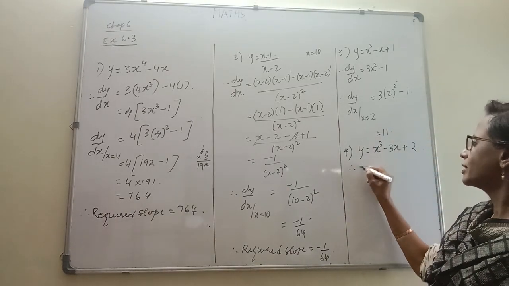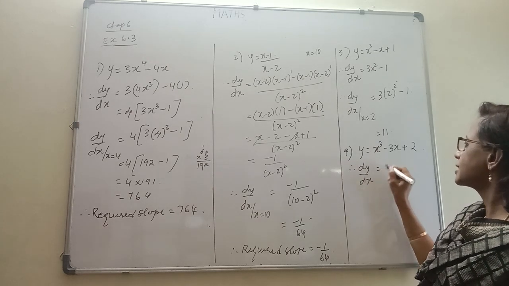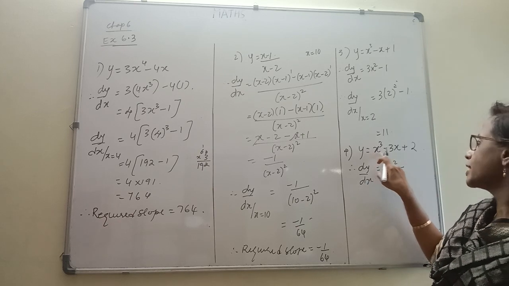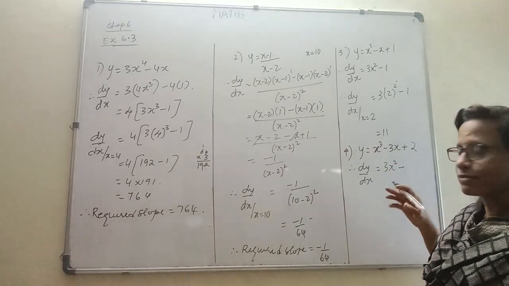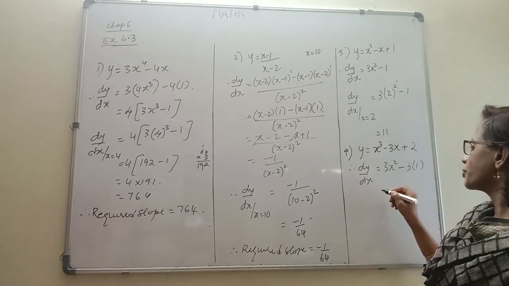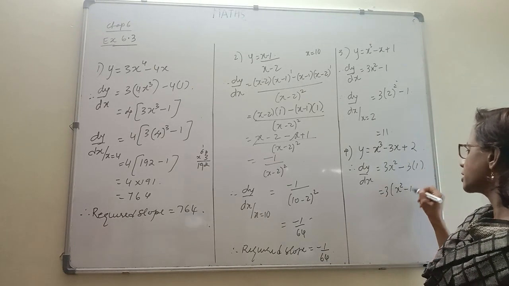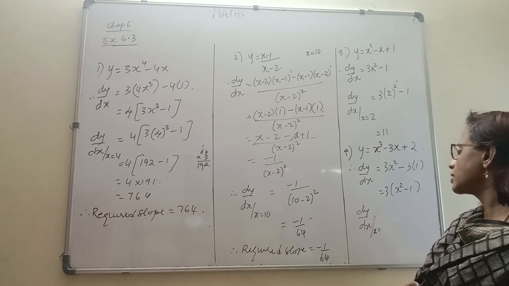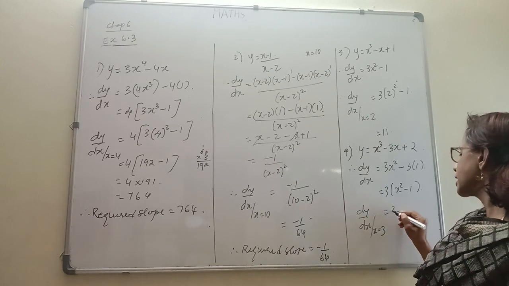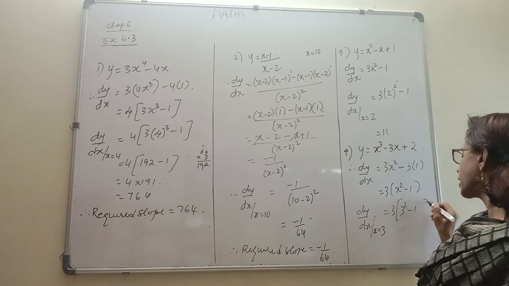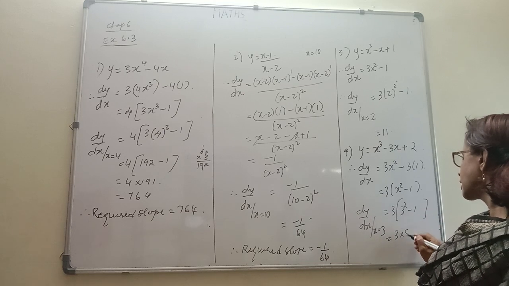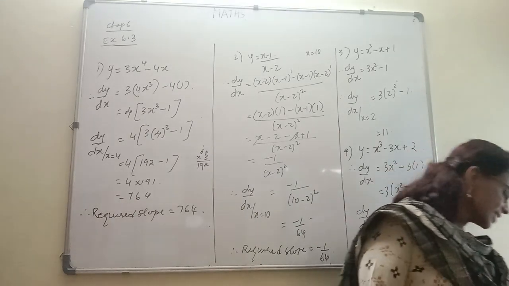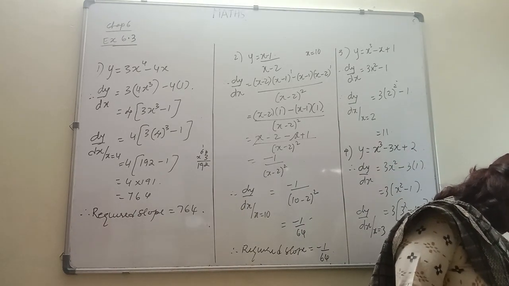So, like before, let's do dy by dx. It is 3x squared, because x cube derivative is 3x squared, x raised to n minus 1, and minus 3, as the derivative of x is 1. If you want, we can take the 3 out: 3 times x squared minus 1. They say that dy by dx is at x equal to 3. So 3 squared minus 1, 9 minus 1, 8. 3 times 8 is 24. The answer is 24 in this case.